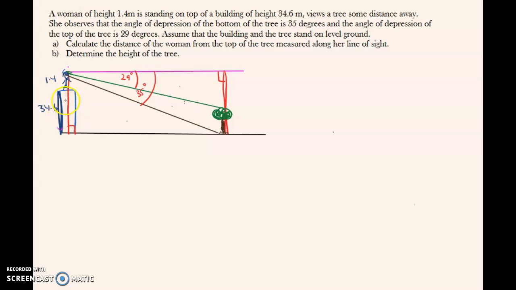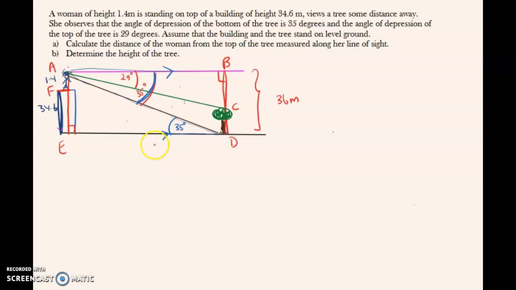So now let me put in some values. I call here A, B, C, D, E, and here F. So now AE will be 1.4 plus 34.6, which will actually be 36 meters. That's this whole distance here. What else do I know? I know that this line here and this line here are parallel, so there are some alternate angles formed here. So if this whole angle here is 35, then it means here is 35 as well, right?